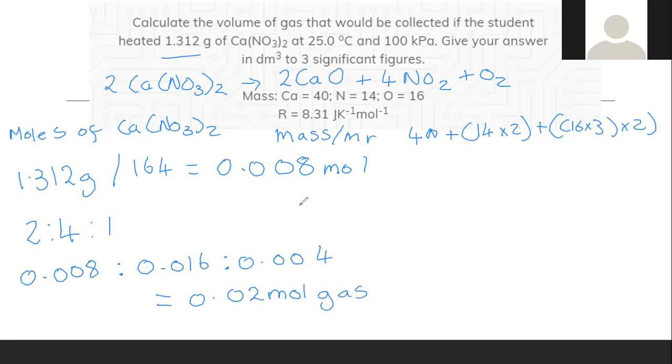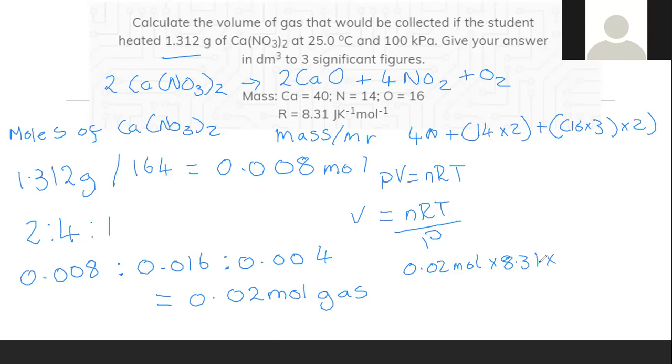Now we need to calculate our volume of gas. So we're going to use our ideal gas equation, that is PV equals nRT. We want to rearrange that because we want volume. So V equals nRT over P. Let's put in all our numbers. n is our number of moles, which is 0.02. So 0.02 moles, we're going to times that by our gas constant, which is 8.31. We're going to multiply that by our temperature.